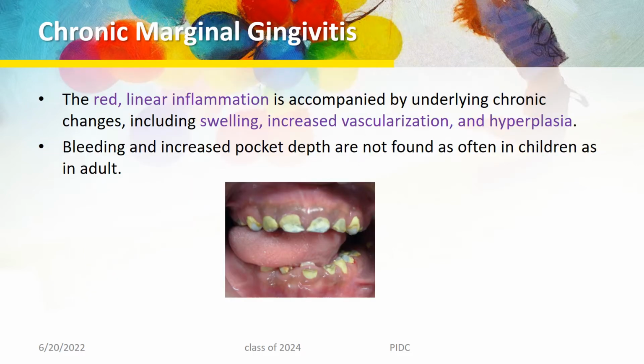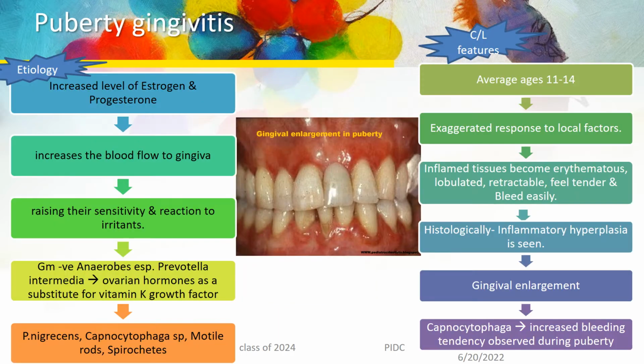Now first, coming on to chronic marginal gingivitis. This is just the same as that of adults, but you would not expect such situations in children, that is, a disease status as found in adults. Here it presents as a red linear inflammation which is accompanied by underlying chronic changes including swelling, increased vascularization and hyperplasia. Bleeding and increased pocket depth are not found as often in children as seen in adults.